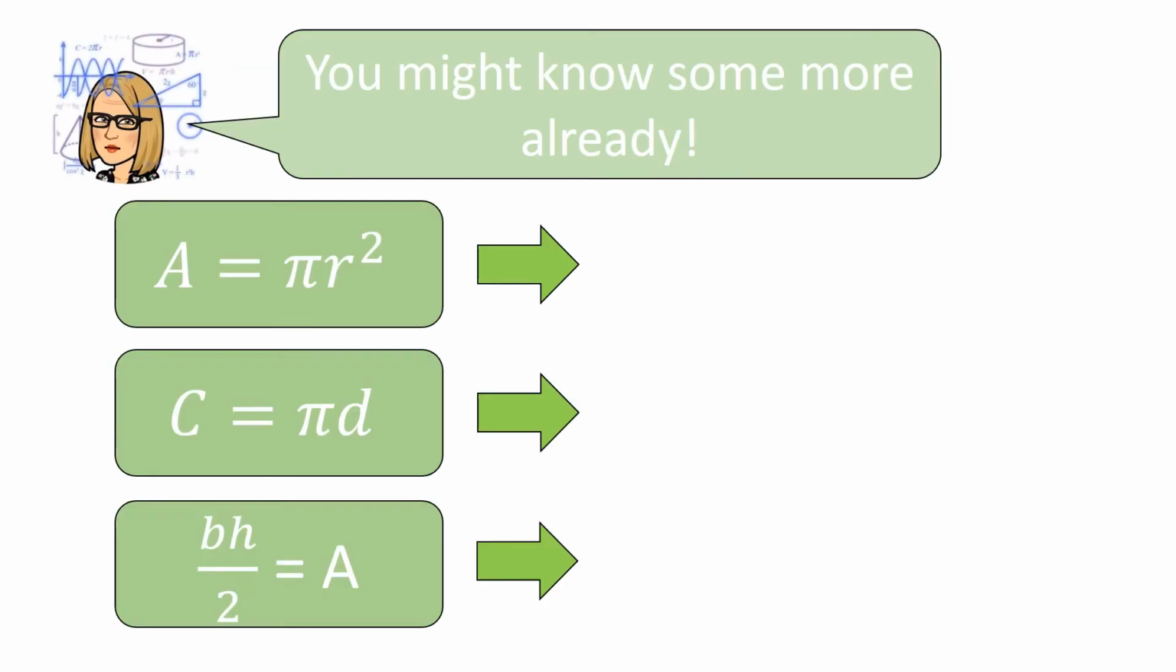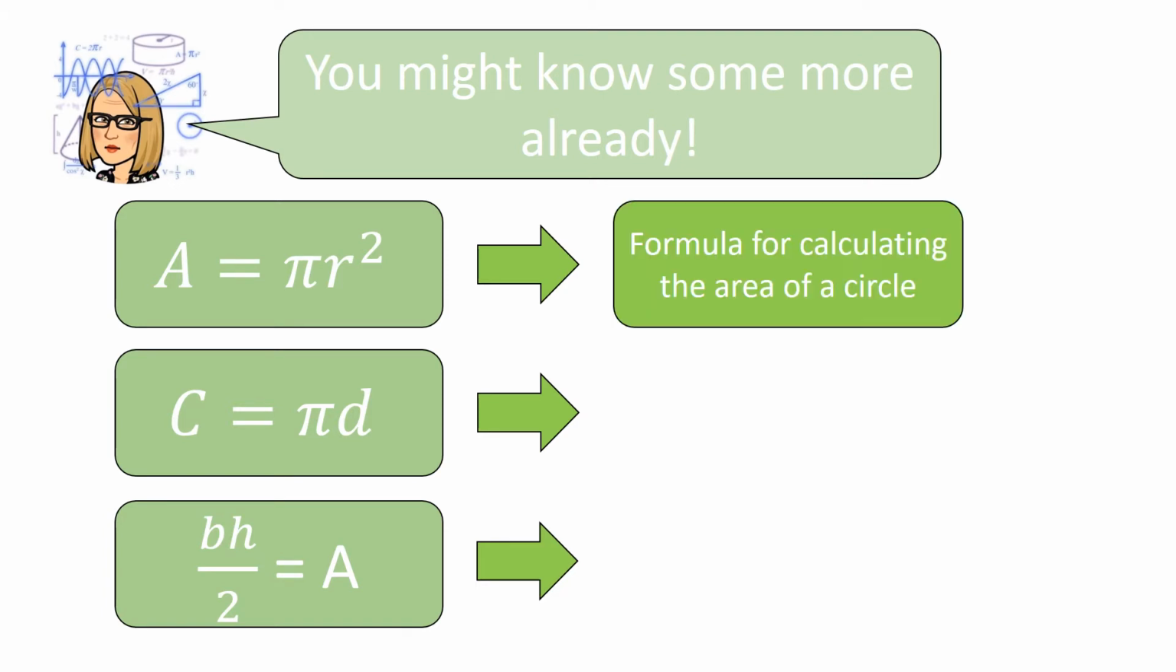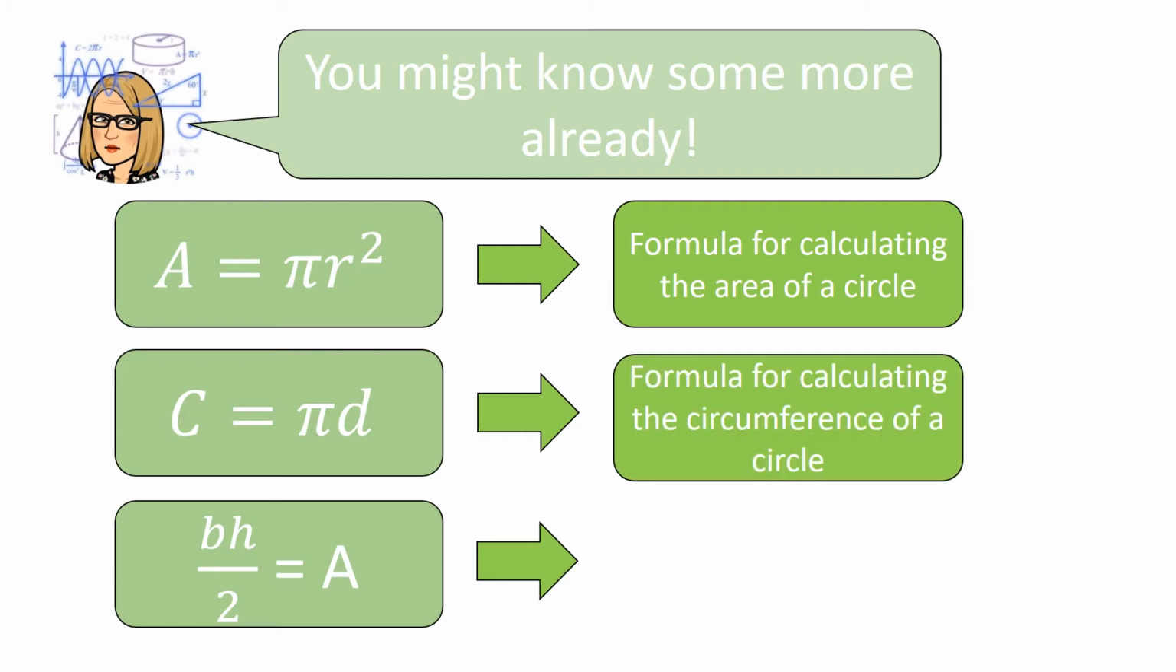Let's see. The first one is A equals pi r squared. Do you know what that's the formula for? Well done if you knew that that's the formula for calculating the area of a circle. Let's look at the second one. C equals pi d. Pi multiplied by d. What could that be a formula for? Well done if you knew that's the formula for calculating the circumference of a circle. There, the d stands for the diameter. You find the circumference of a circle by multiplying the diameter by pi.